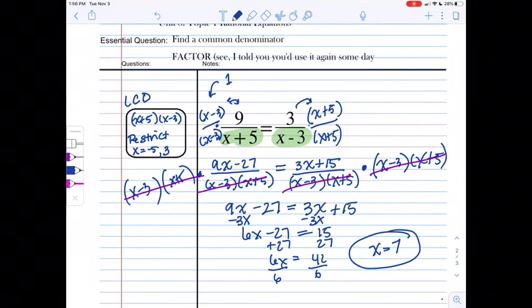So, does 7 work? Well, plug it in and try. I'd like you to do that. Is 7 in our restrictions? No. So there are no extra solutions for this one.